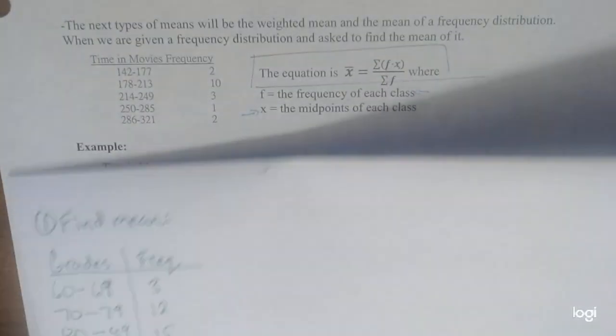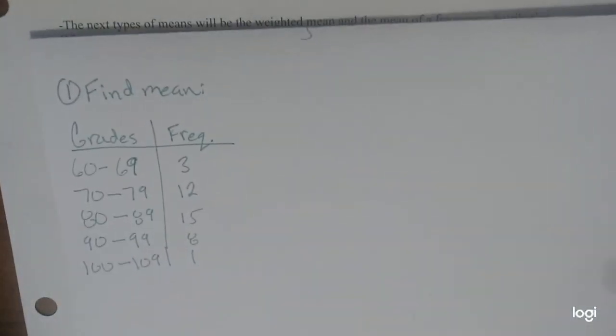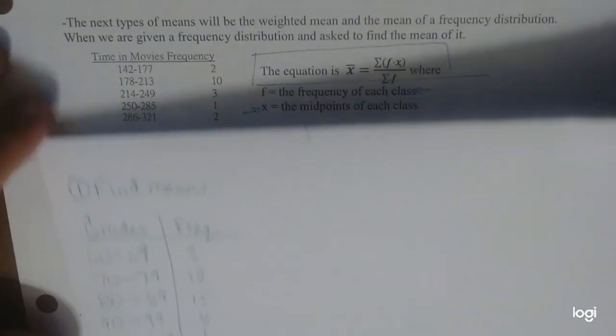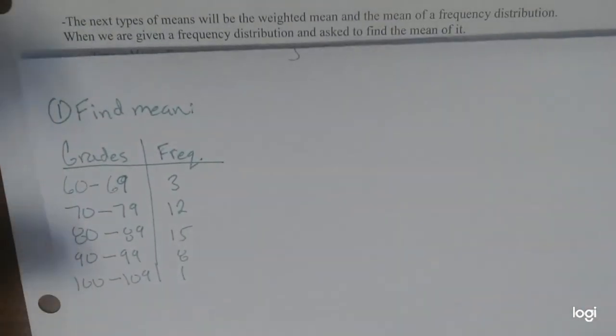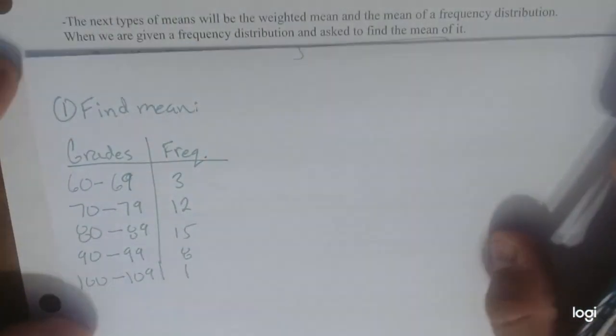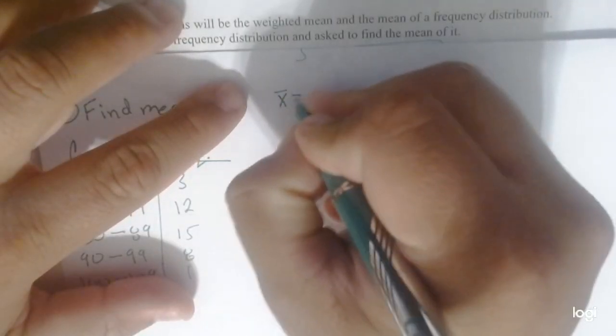So now we went through the example, right? Our question 1 is going to be this. We want to find the mean of this frequency distribution. That way you have an example, and we now do another example from the start. Okay. So we want to find the mean of this frequency distribution. Let's just write the equation we're going to be using.